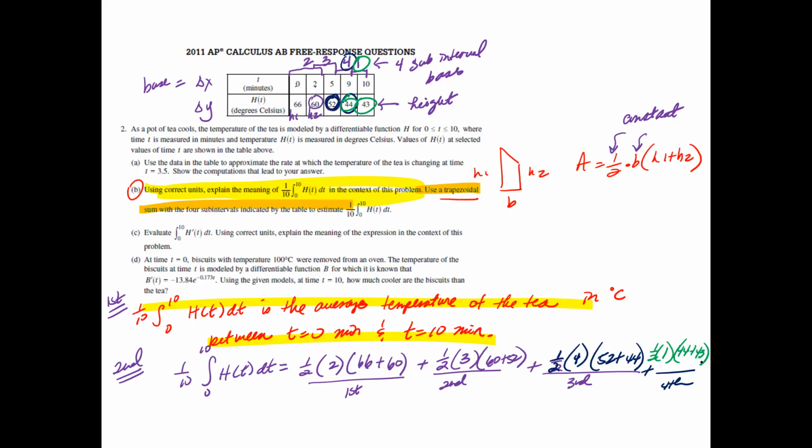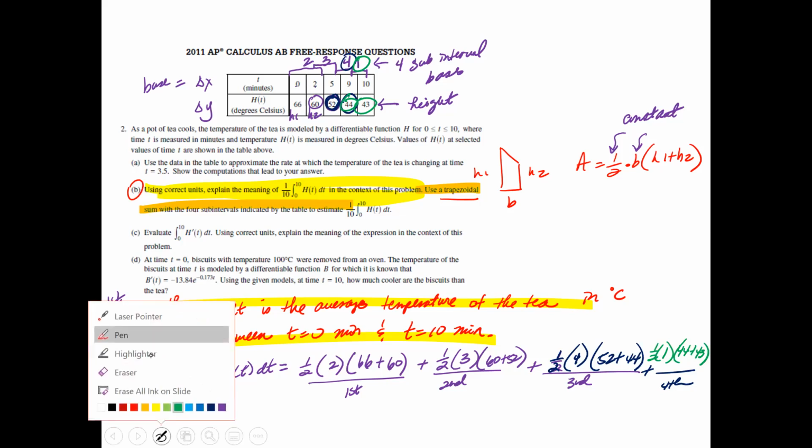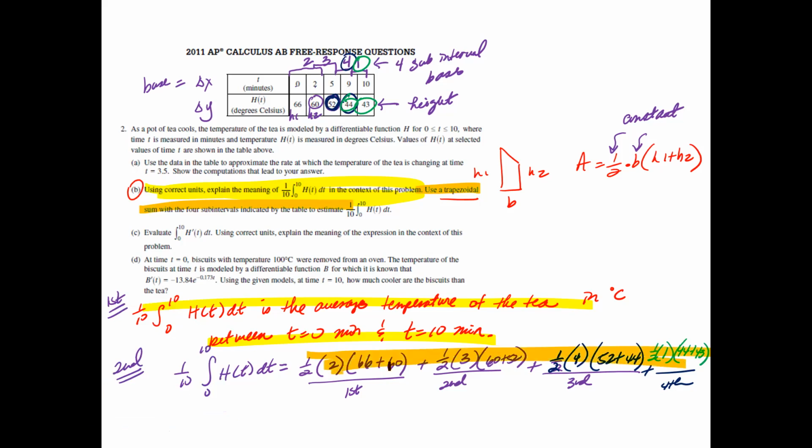All right, so what I would suggest is that you go ahead and plug all of this into your calculator, compute it, and then you should have approximately 52.95 degrees Celsius. And that is your answer.